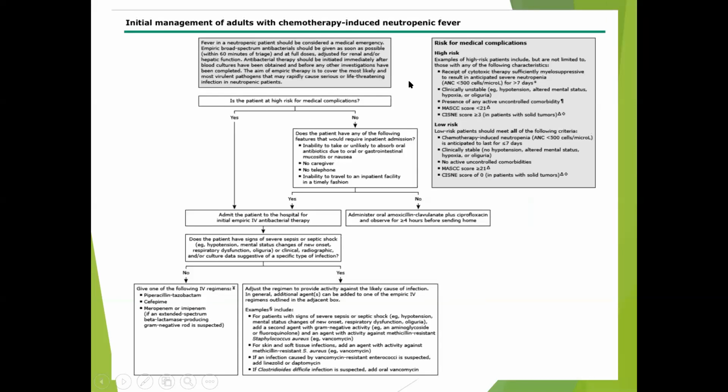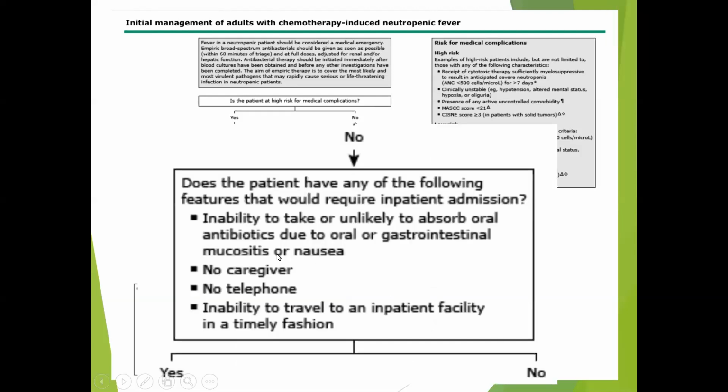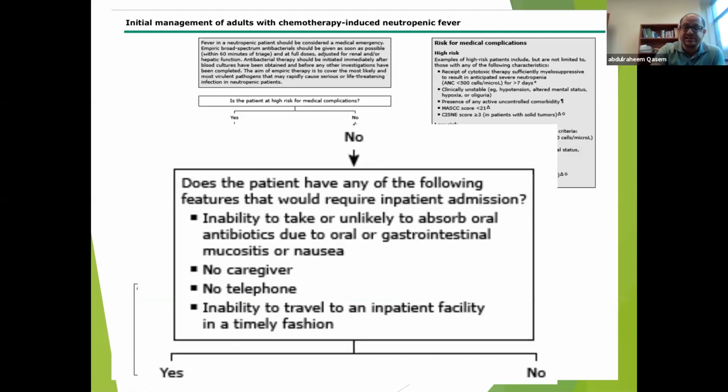Now, if we did this risk assessment and identified the patient as either high risk or low risk, and we decided the patient is low risk, we have to take into consideration many other things as well. Is the patient able to take anything PO? Is he having an intact GI tract? Does he have problems with taking oral medications? Does he have a caregiver at home, somebody who will watch him and bring him back if he gets sick? Does he have a telephone to call if he gets sick? All of those are important.